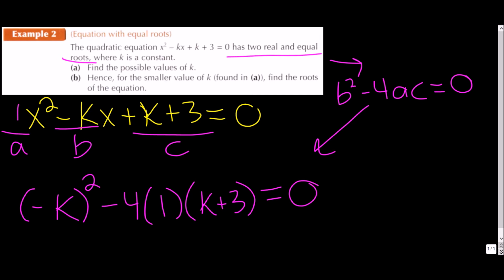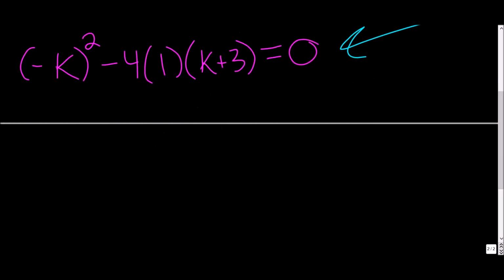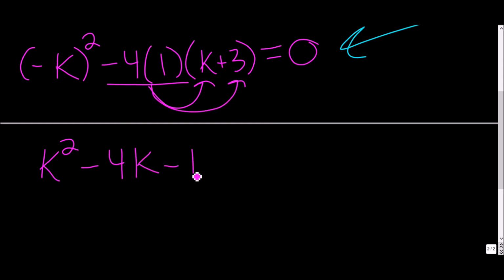Funny enough, what kind of equation is that? We know k is a constant, but we're solving for it. We're thinking of it as a variable right now. This is actually a quadratic equation, so we can use the rules we've been learning to deal with this. Let's simplify. Negative k squared is k squared. Negative 4 times 1 is negative 4. We multiply that by k to get negative 4k, and then multiply that negative 4 by 3 to get negative 12. That equals 0. Now you can see this is a quadratic equation.